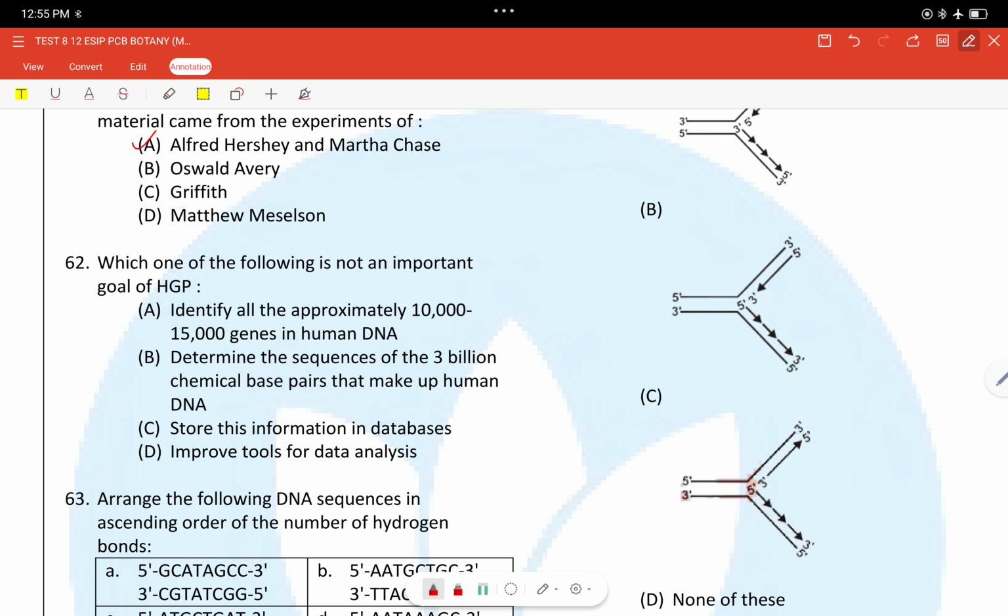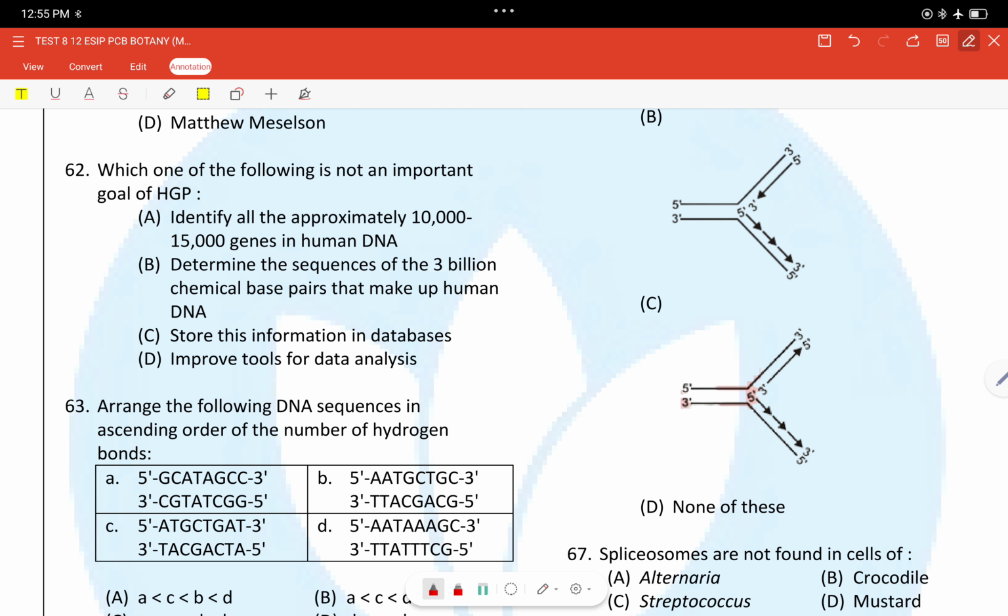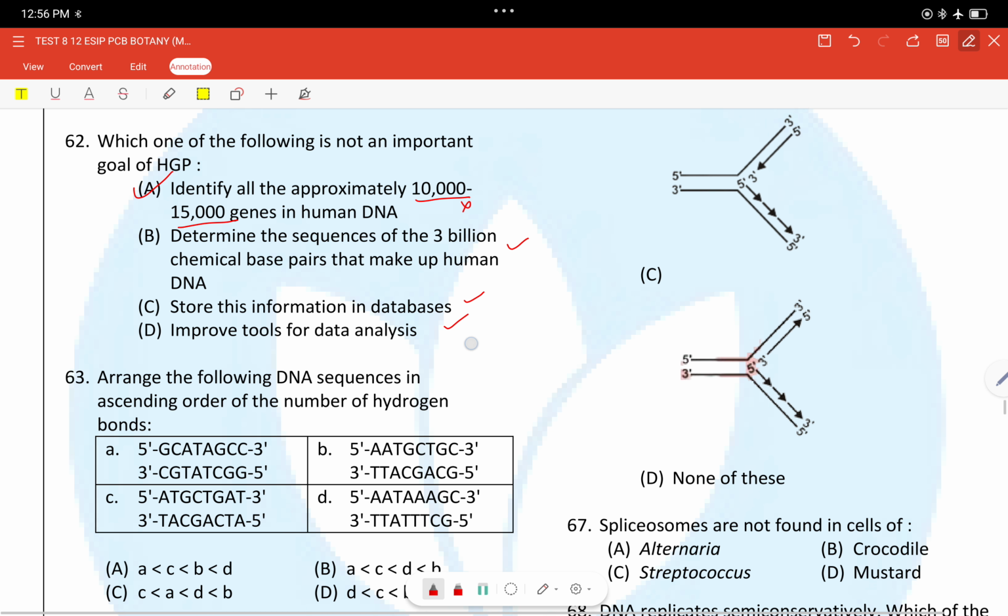Which one of the following is not an important goal of HGP? If we consider the goals of HGP, then determining the sequence of 3 billion base pairs is a goal, storing the information is a goal, and improving the tools for data analysis is also a goal. But 10,000 to 15,000 genes, this data is incorrect. So the answer is A.